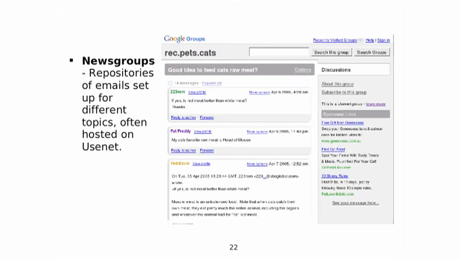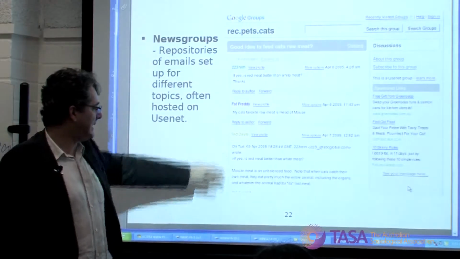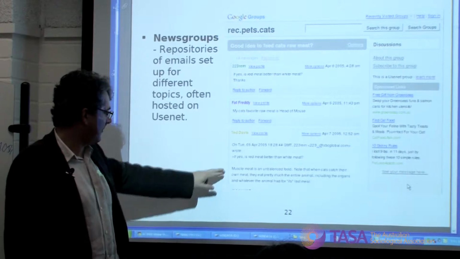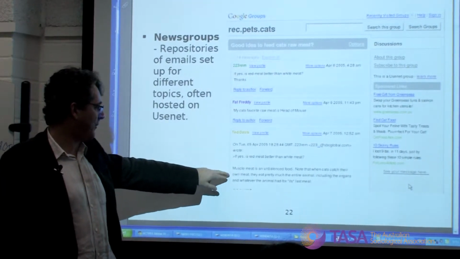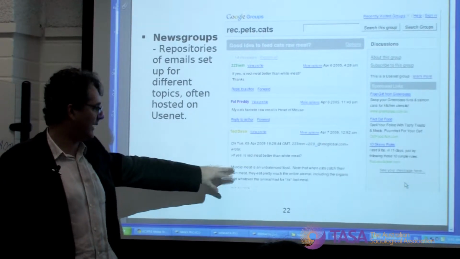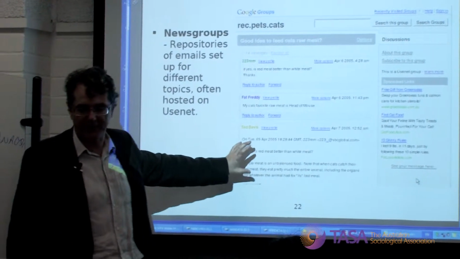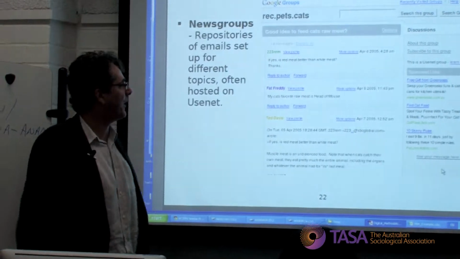Here's a screenshot from rec.pets.cats, and someone's come along and said, "Is it a good idea to feed cats raw meat?" And then someone has answered, Fat Freddy, in fact, has answered, "My cat's favourite raw meat is head of mouse." And then below that, Ted Davis has answered, "Muscle meat is an unbalanced food. Note that when cats catch their own meat, they eat pretty much the entire animal," etc., etc. So this person's given a very considered response to the original question.